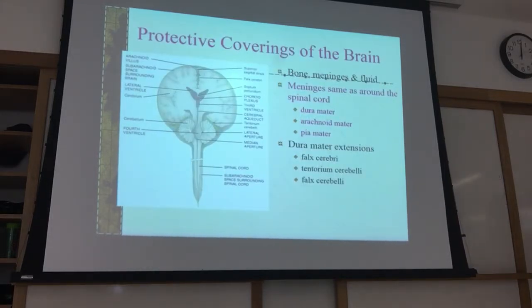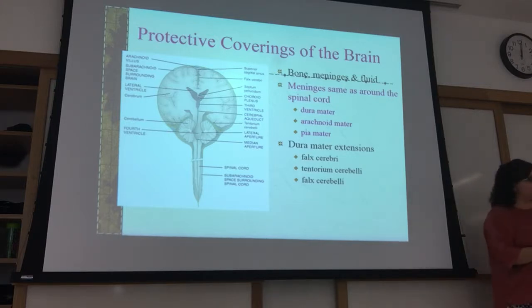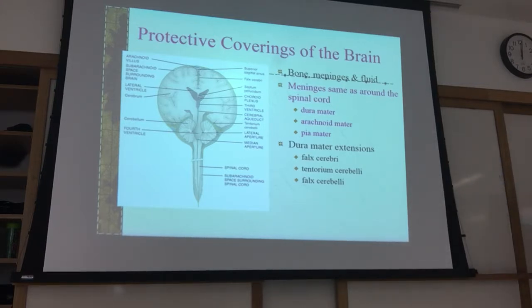We've looked at the meninges around the spinal cord. There's 3 meninges around the spinal cord. The pia mater is the deepest of all 3 of the meninges. The arachnoid mater, and what's the most superficial? The dura mater. We have the same meninges here around the brain. They are in the same orientation. So pia mater is the deepest, and then arachnoid, and then dura mater is the thickest.